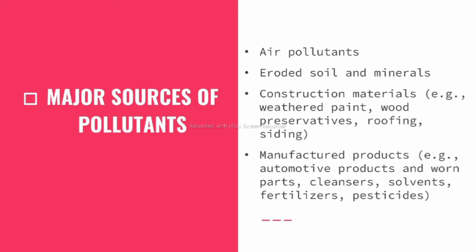of pollutants. We all know that there are a lot of major sources of pollutants that may enter our drainage structure. And some of these major pollutants are as follows. First, air pollutants. Second, eroded soil and minerals. Third, construction materials such as weathered paint, wood preservatives, roofing, and siding. Then fourth, manufactured products such as automotive products and worn parts, cleansers, solvents, fertilizers, and pesticides.